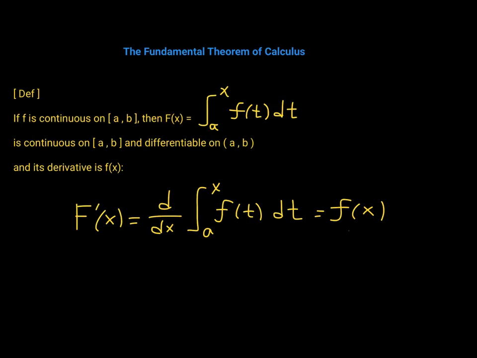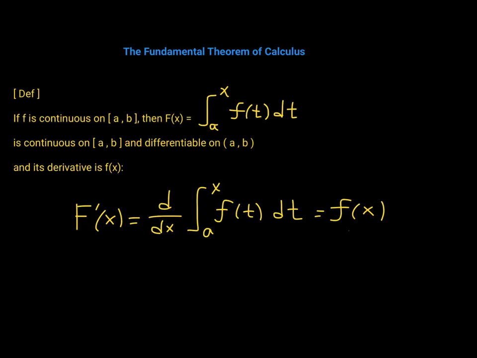And this function is continuous on the closed interval a to b as well, and differentiable on the open interval from a to b. And its derivative is f of x. Now, what's really important is capital F of x is the function whose derivative is f of x itself. So capital F of x is what we will call the antiderivative of f of x, because when we take the derivative of capital F of x, we get f of x.